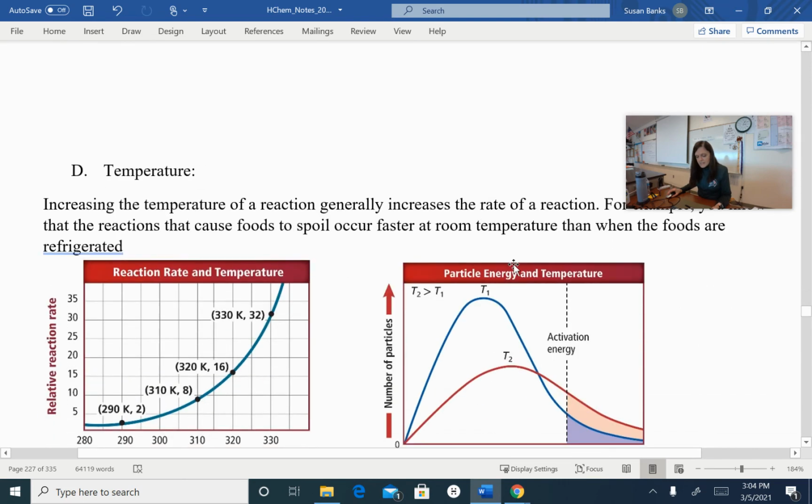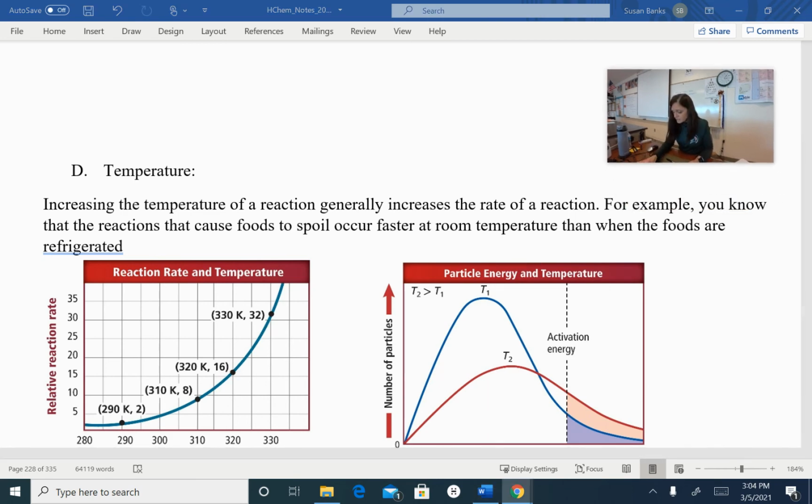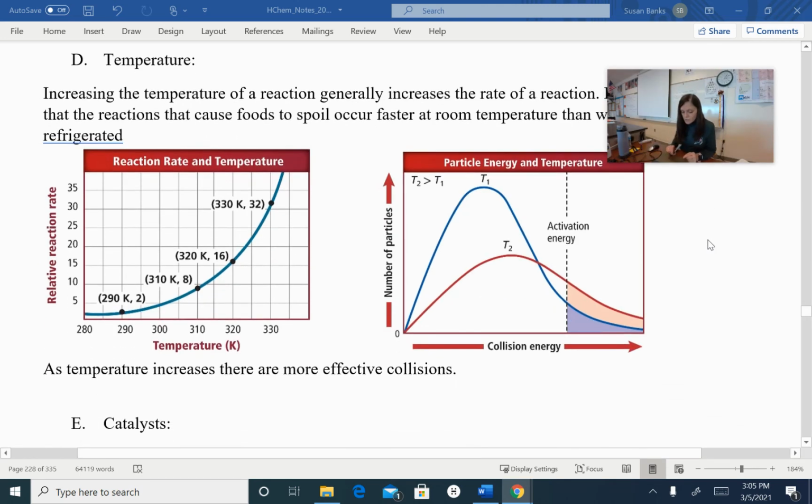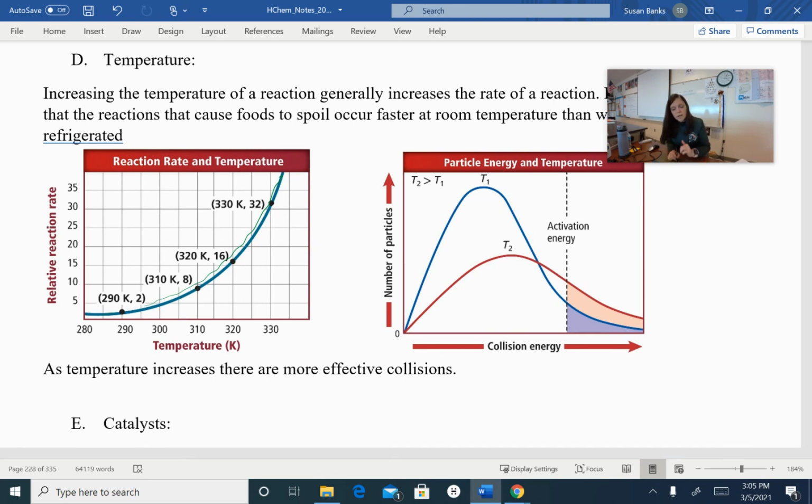All right, next thing, temperature. Increasing the temperature of the reaction generally increases the rate of the reaction. For example, you know that reactions cause food to spoil faster at room temperature than if we put it in the refrigerator. That's why we put the food in the fridge, to slow down that spoiling process, right? So let's look at the reaction rate and temperature. If I have the temperature go up, notice what happens with the reaction rate. Okay, it goes up.